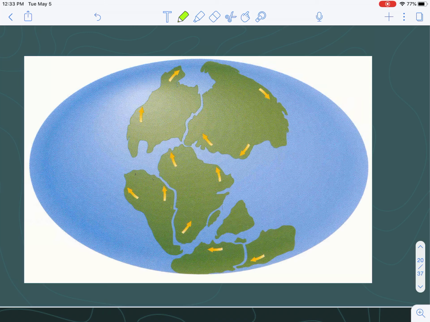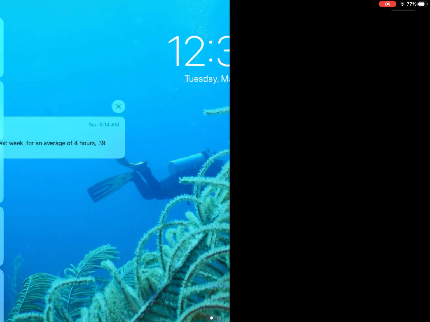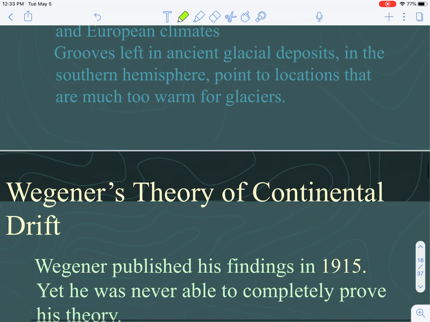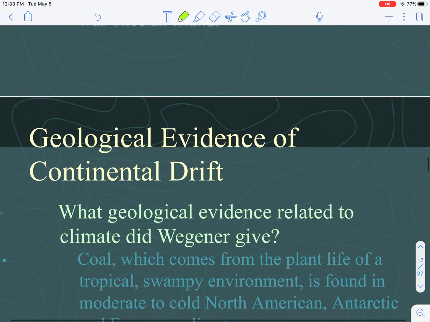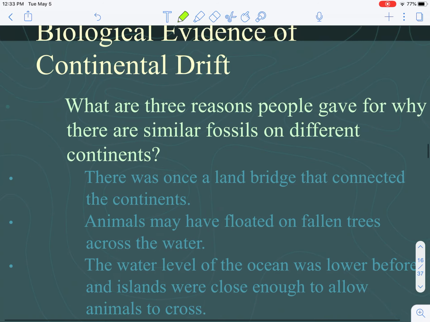Now I'm just sliding forward to show you the photo of how the continents fit in near each other, or they fit together like puzzle pieces. And so as you look at this closely, it's easy to see that it is very possible that they were once all together and have separated over time.